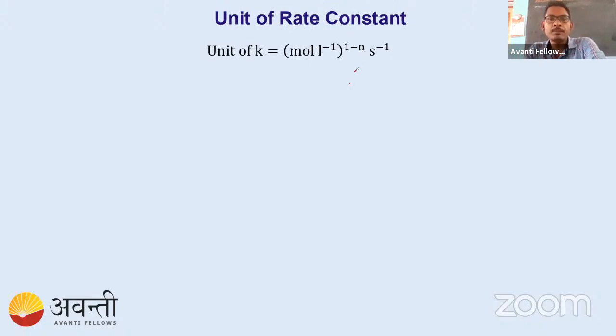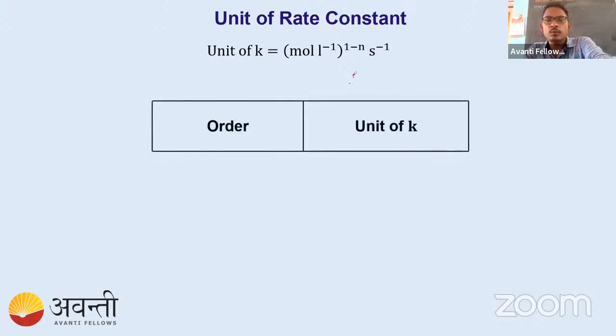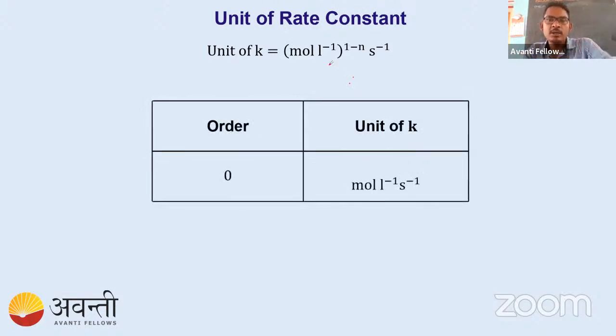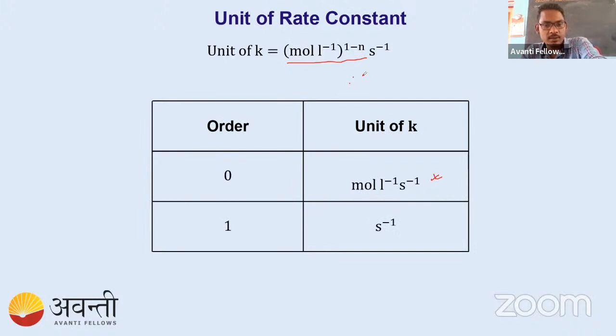So for zero order, just put n equal to 0, then you will get the unit mole per liter. With n equal to 0, this becomes 0, so you will get mole per liter per second for zero order. After that, to find the unit of K for first order, just put n equal to 1. So n minus 1, that is 1 minus 1, equals 0. So mole per liter to the power 0, this whole term becomes 1. So for a first order reaction, the unit is per second, 1 by second. Okay.